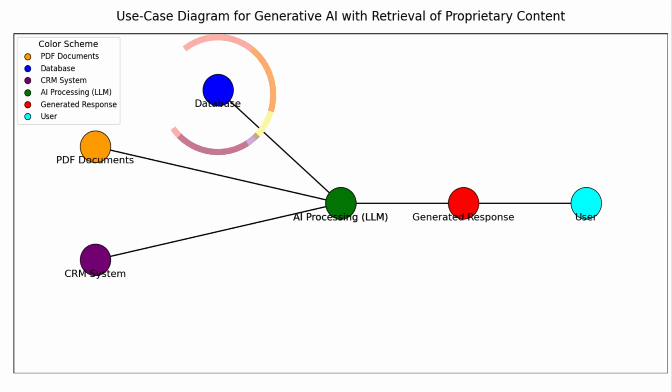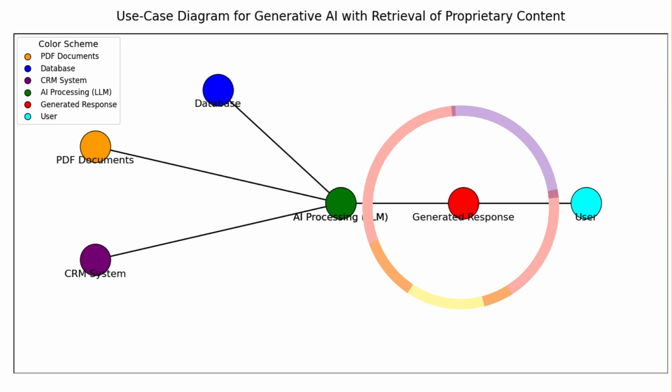We also have a database node, which supplies structured enterprise data. This might include product inventories, financial data, or any proprietary information required to answer specific queries. With all these inputs, PDFs, CRM data, and structured databases, the LLM is equipped to produce rich, context-aware responses.